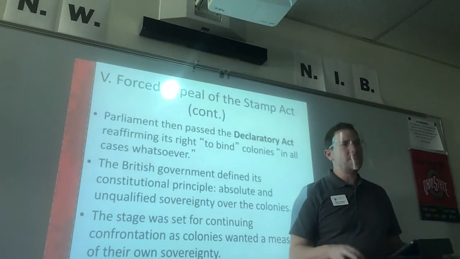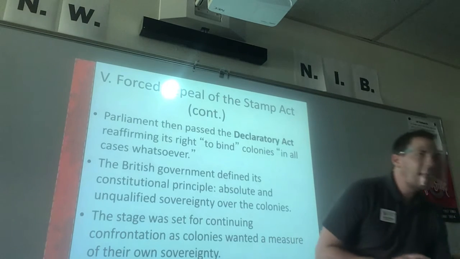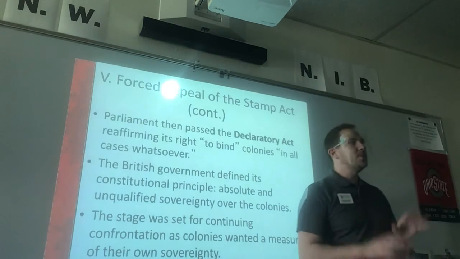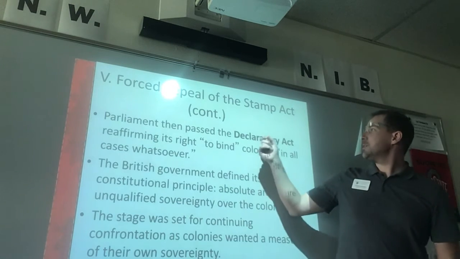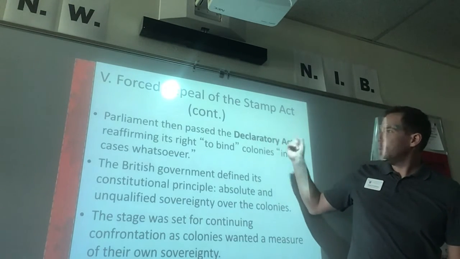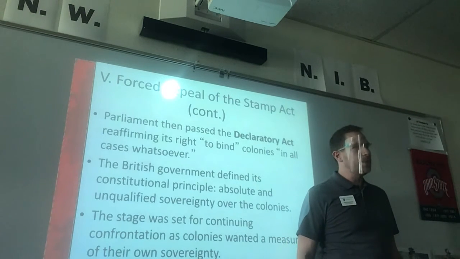We'll talk more about political cartoons and how to interpret them later. So, after they repeal the Stamp Act, because their economy's hurt so badly and they can't sell any anyway, they do pass the Declaratory Act. Basically all it said is, hey, we may have repealed that, but we have the right to tax you.